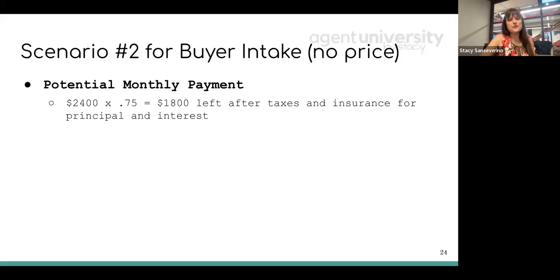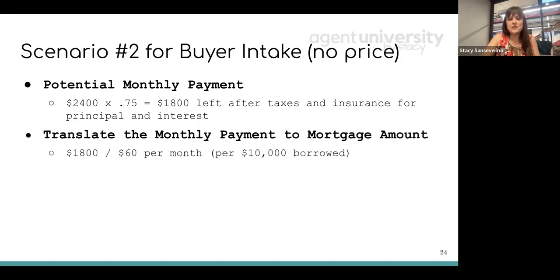So we know that 2,400 a month was his maximum. So let's multiply that by 0.75 and siphon off a quarter of that for the taxes and insurance and possibly mortgage insurance. We don't know at this point yet. So that leaves 1,800 for principal and interest.